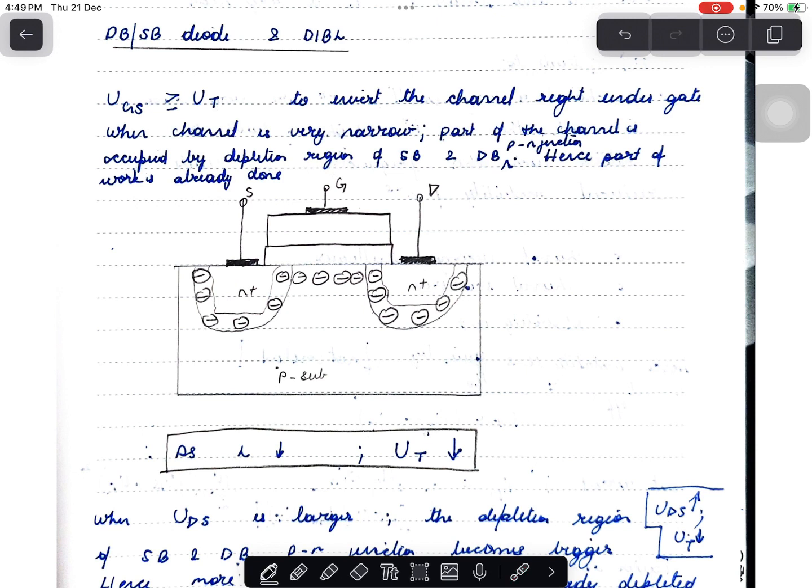So the bulk is a P substrate, this is N plus. When we have P and N, a diode is formed. This is the P region and N region, so you can see we have a diode here. And we have a diode in this direction also because of N plus and P. So this is P, N, this is P, this is N.